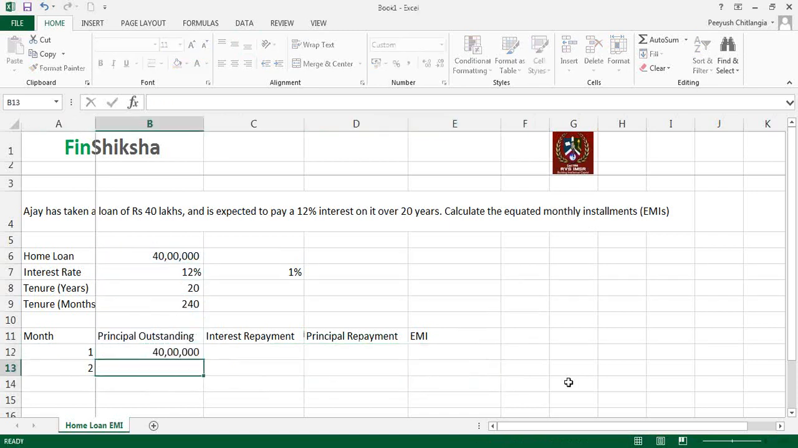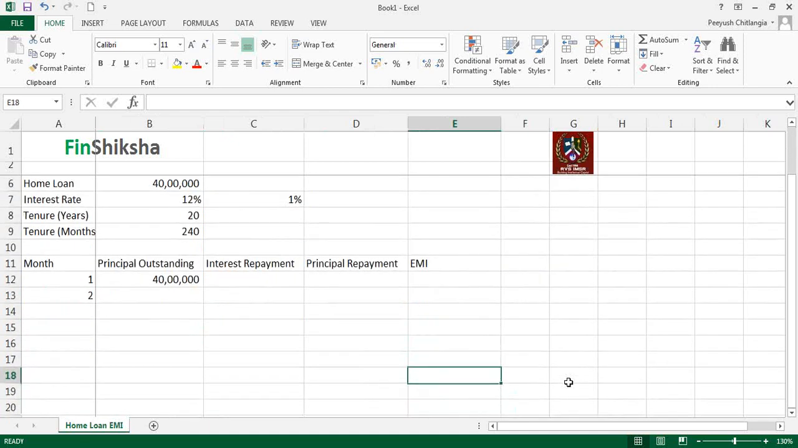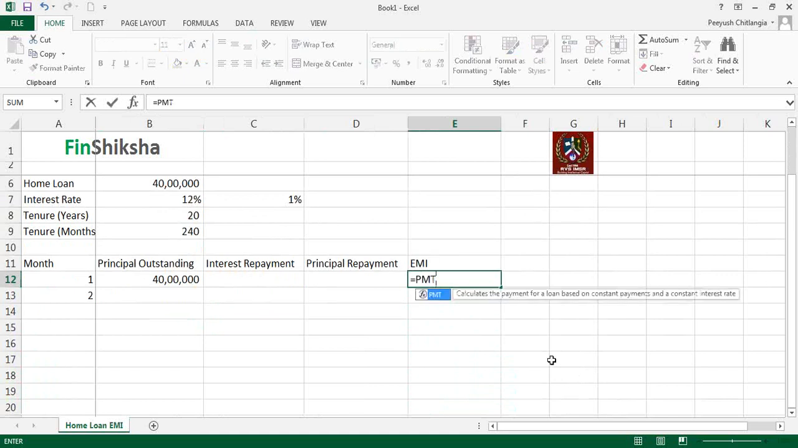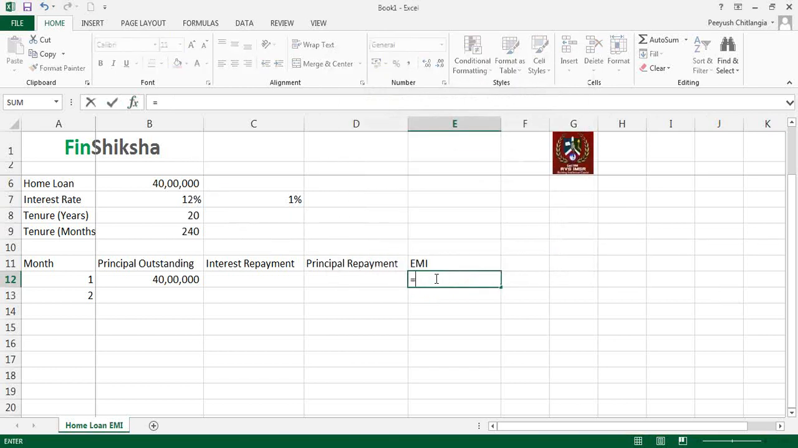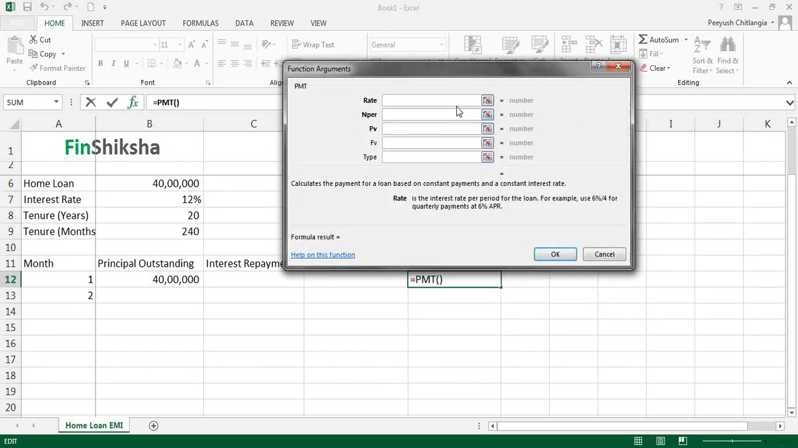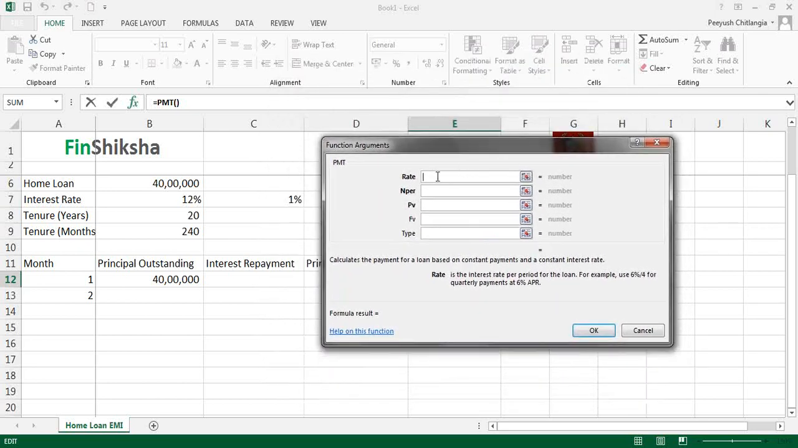We will start with a principal outstanding of 40,000. The EMI is going to be calculated based on a formula called PMT. So let's plug in equal to PMT, and let's do a PMT bracket open, function open, and look at the arguments of PMT. So PMT looks at a rate number. Now in this particular case, the rate has to be the monthly interest rate that we are looking at. It looks at the number of periods. N per means the number of periods. For us, there are 240 months.